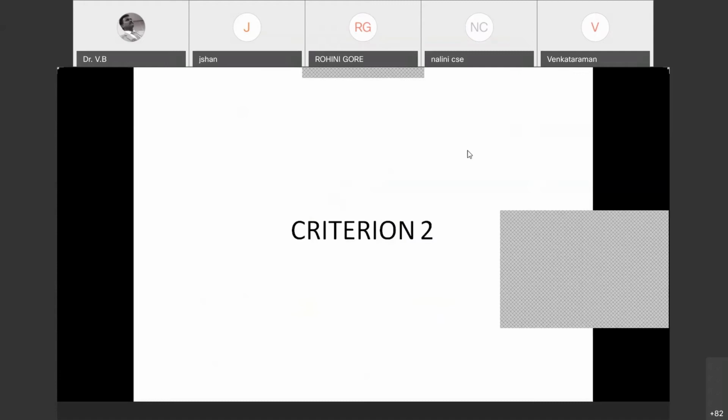And Dr. Reena Sham is asking, how many batches of alumni? As the NAAC indicates, it is always the last 5 years. You need to have the last 5 years data with you.